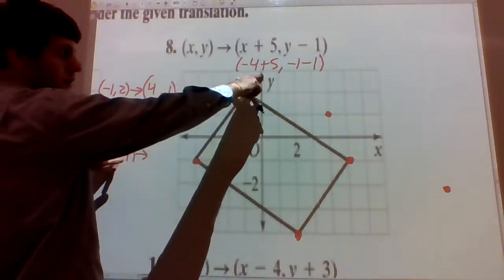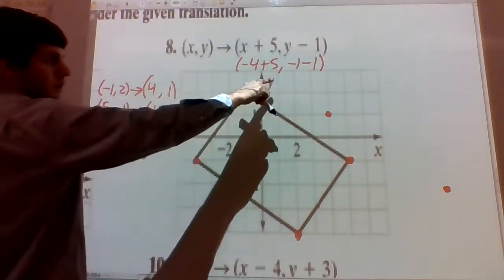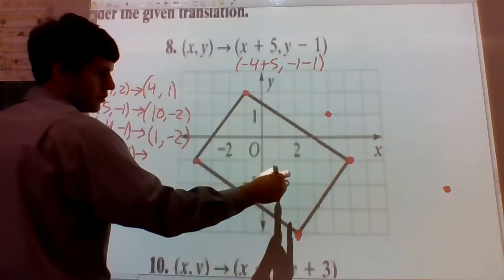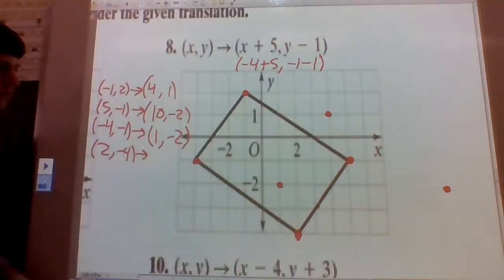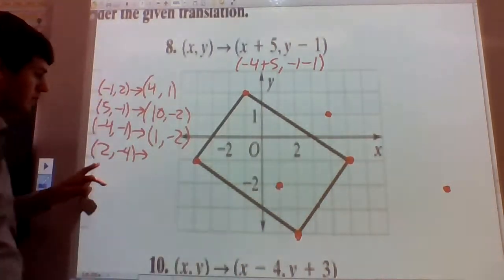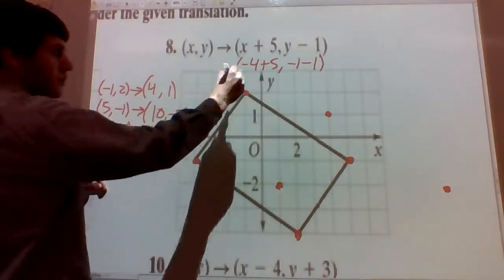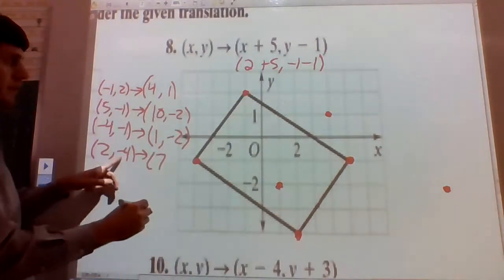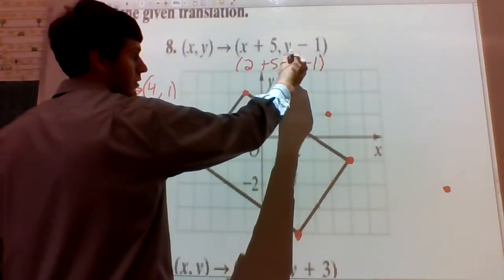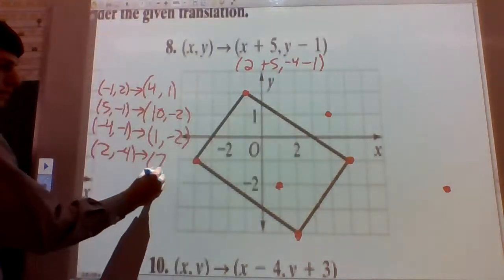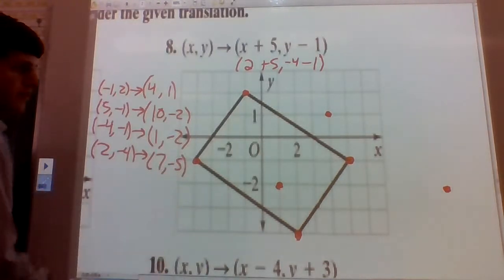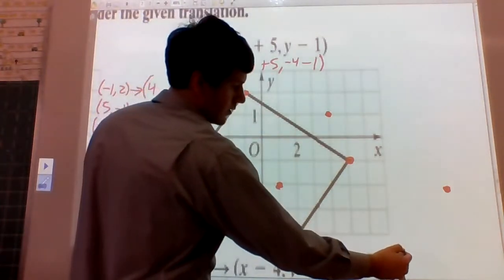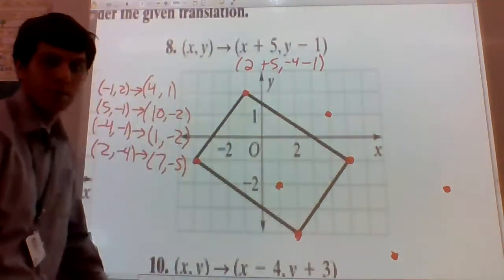That's going to give us +1, -2. Okay, +1, -2. And our last one here is 2, -4. So we're going to put in 2. That's going to give us 7. Here we're going to put in -4. That's going to give us a -5. So 7, -5 is right here, a little bit off the page.